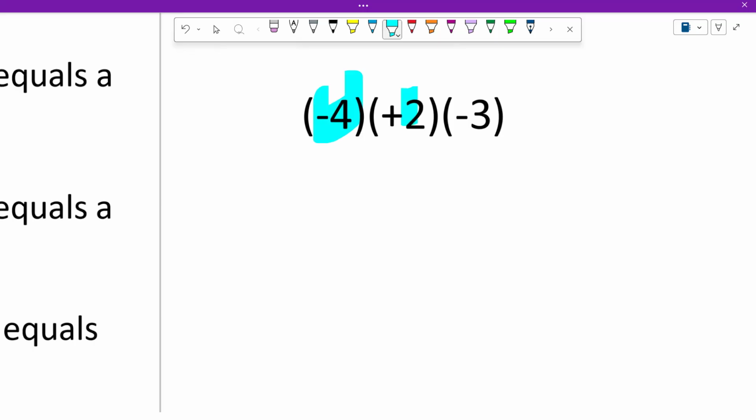You combine these together. Don't worry about the 3. Don't worry about the signs. What's 4 times 2? 8. So write down the 8. Okay? Maybe let's do it in blue. All right, now worry about the signs. We had a negative 4 and a positive 2. Is that a positive 8 or a negative 8? Negative 8. Because a negative and a positive makes a negative.